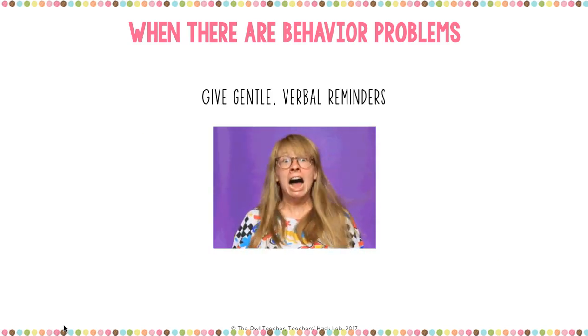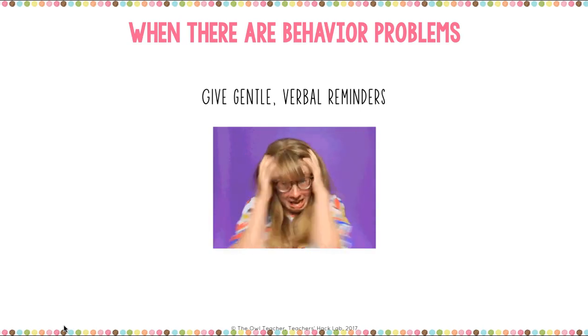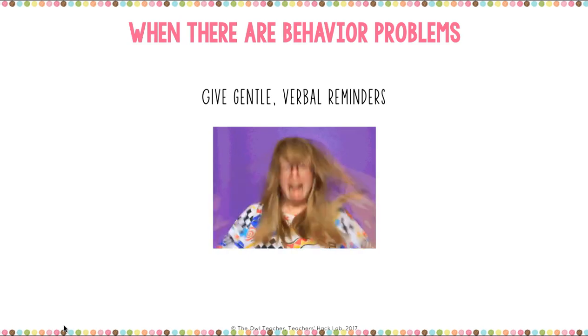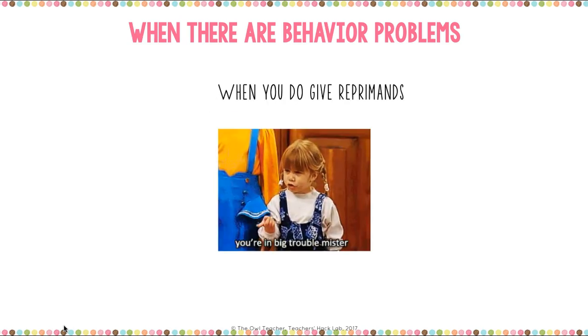You can also give gentle, and I mean gentle, not the image of the GIF there, but give gentle verbal reminders, reminding the student very carefully and using questions when you give those reminders, like what should you be doing right now? You can use pre-correction or timeout. And then when you do decide to give reprimands, tell what behavior was inappropriate and why. Make sure you use a firm voice and that you move close to the student so that it's private from the other students.